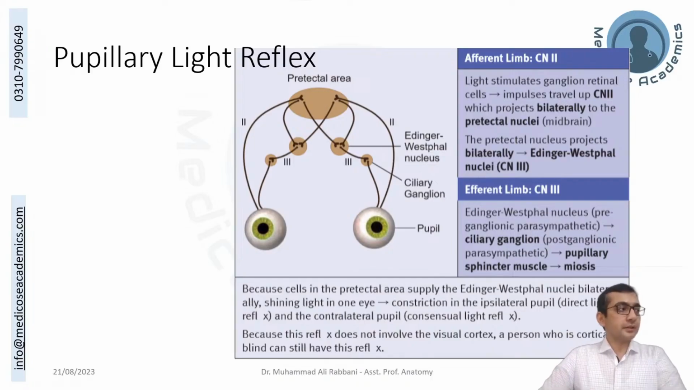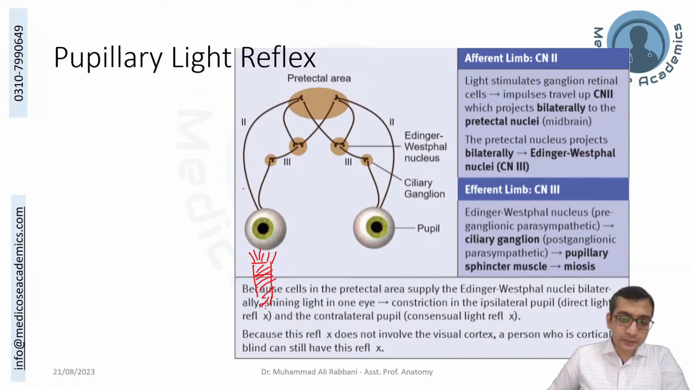Let us have a little discussion here of the light reflexes. Pupillary light reflex. What happens in the pupillary light reflex? You shine a light in the eye, the impulses, the detected light, go to the brainstem through the optic nerve.